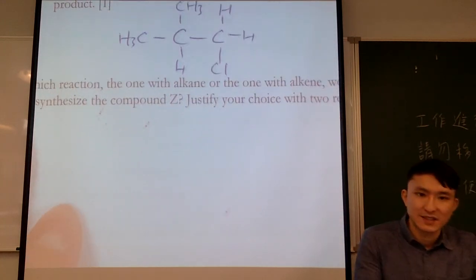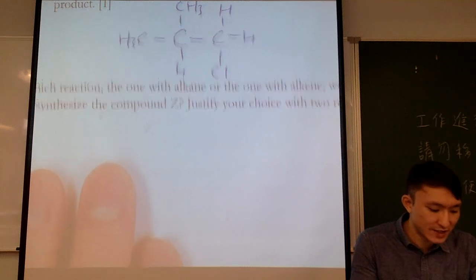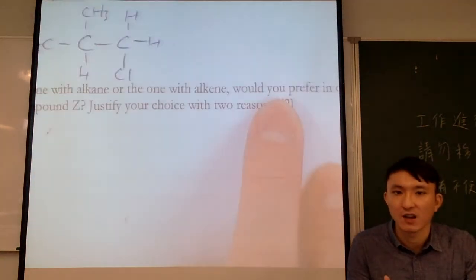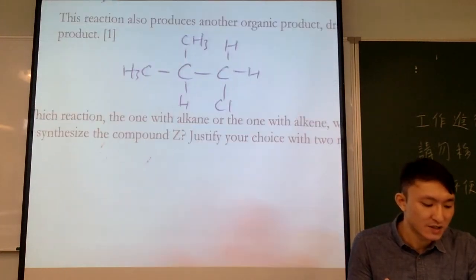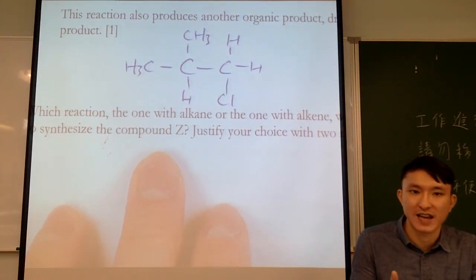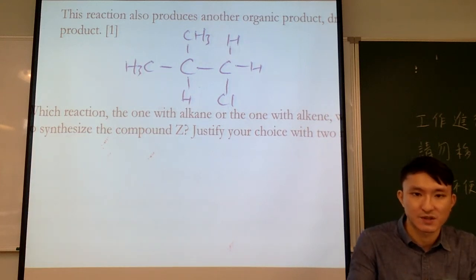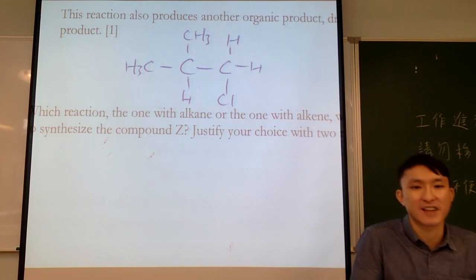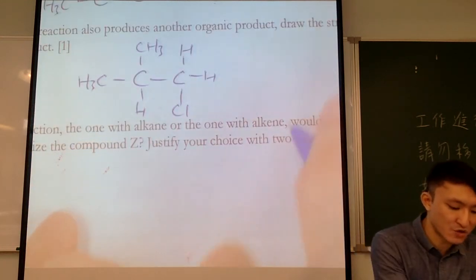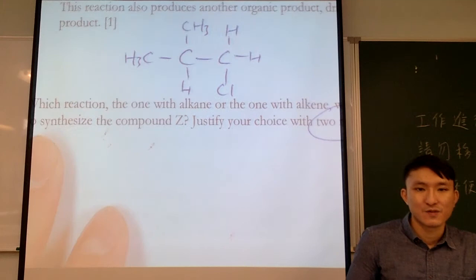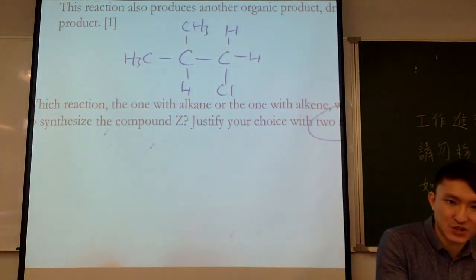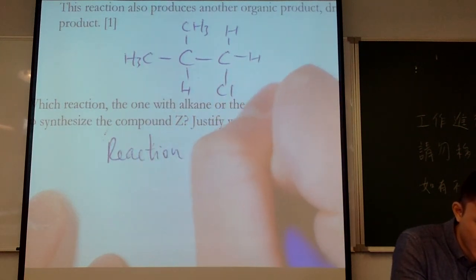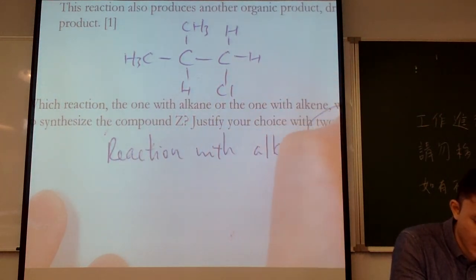So C, an evaluative type question. Which reaction, the one with alkane or the one with alkene, would you prefer in order to synthesize compound Z? Synthesize means produce. Produce the compound with high yield, high purity. Justify your choice with two reasons. So first of all, we should choose the reaction with alkene Y. Of course, we will go for alkene Y.